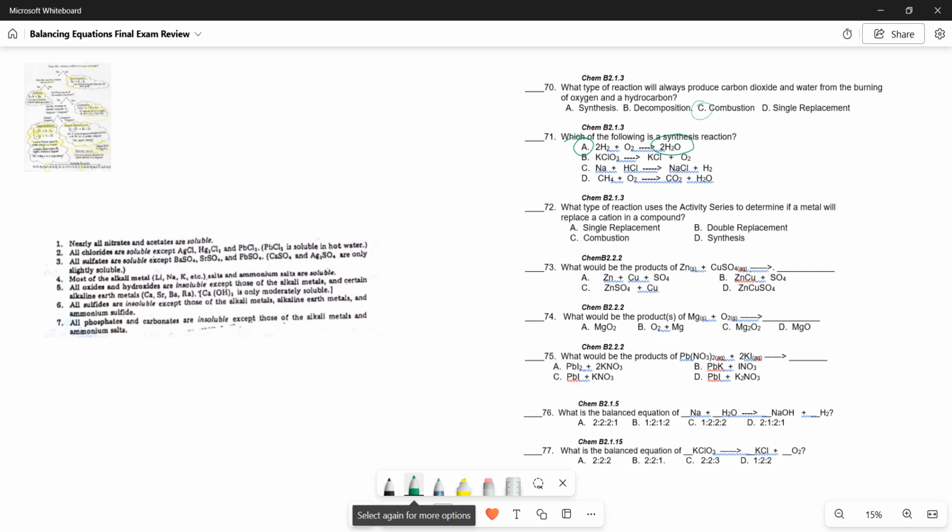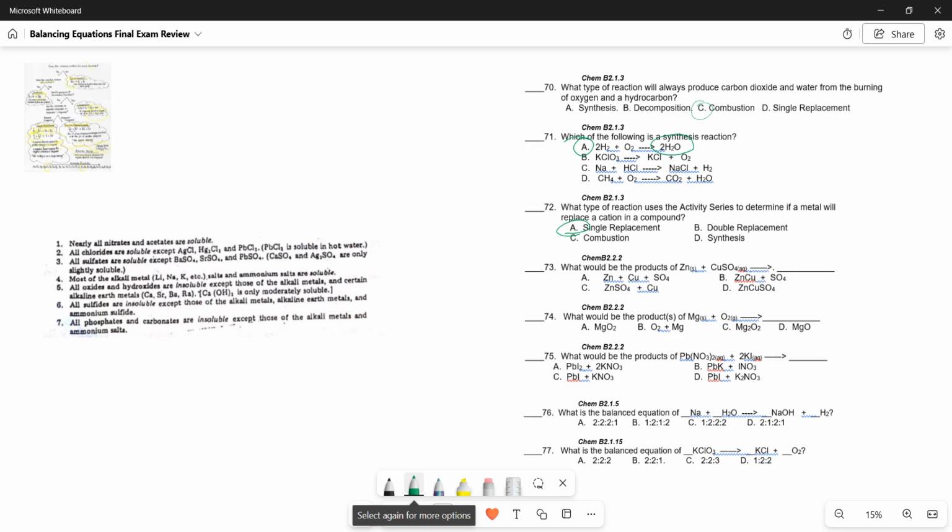Question 72, what type of reaction uses the activity series to determine if a metal will replace a cation in a compound? And we talked about that at the beginning. That is going to be single replacement. Now, it doesn't always have to be a cation replacing a metal in a compound. It can also be a halogen replacing a halide in a compound. And so that is going to be single replacement.